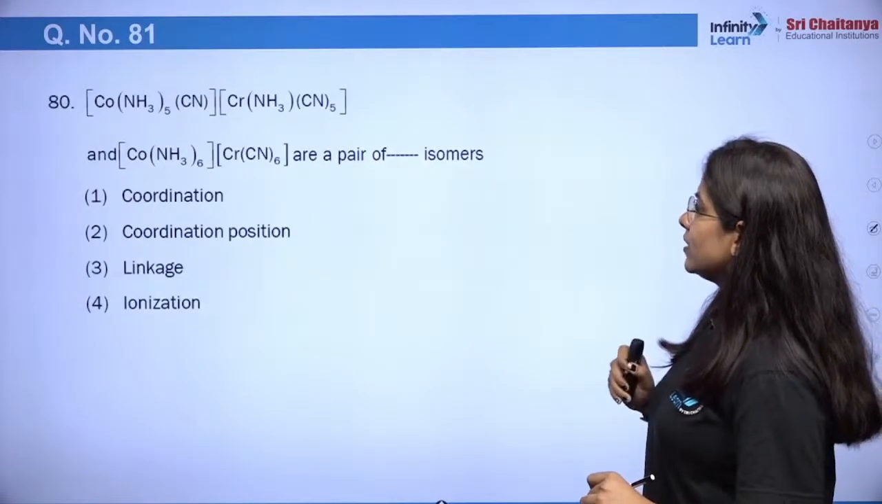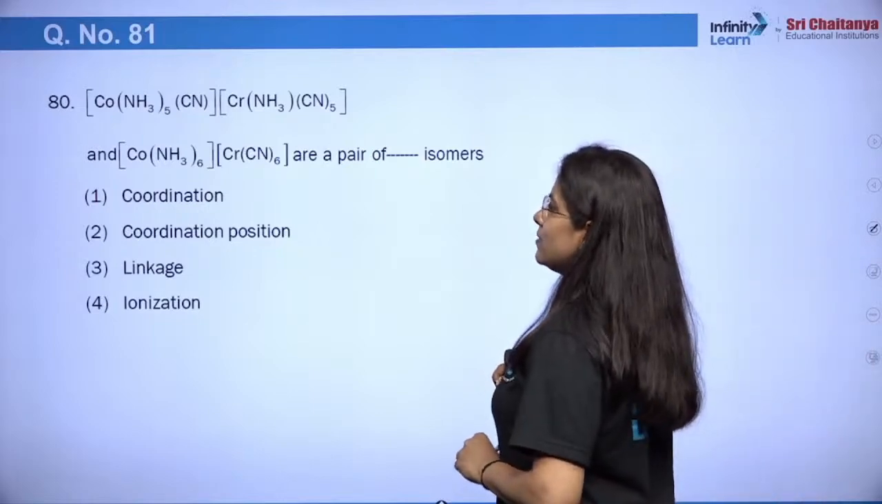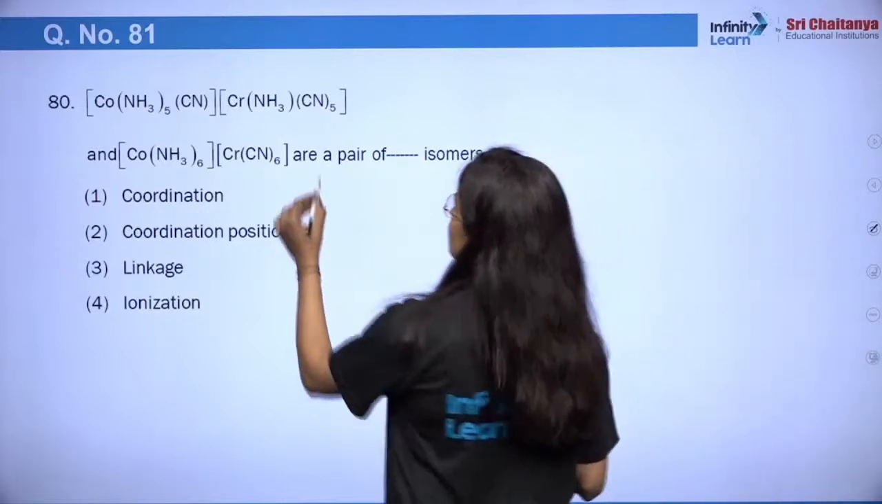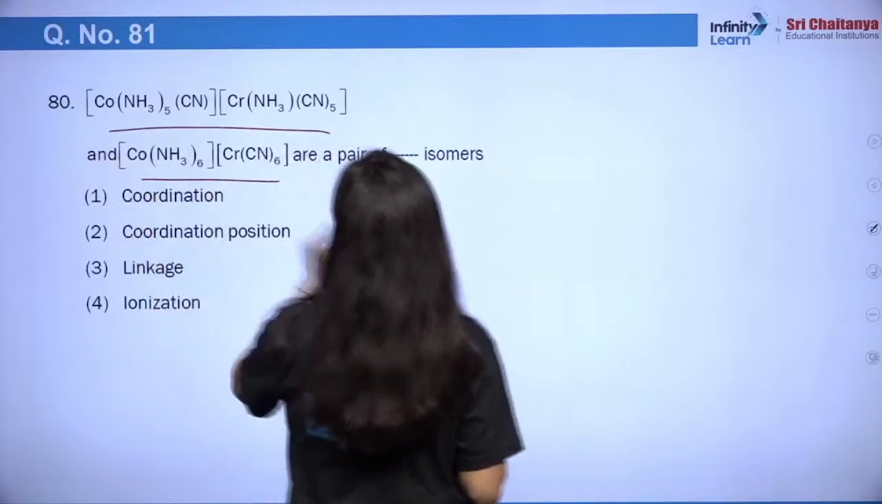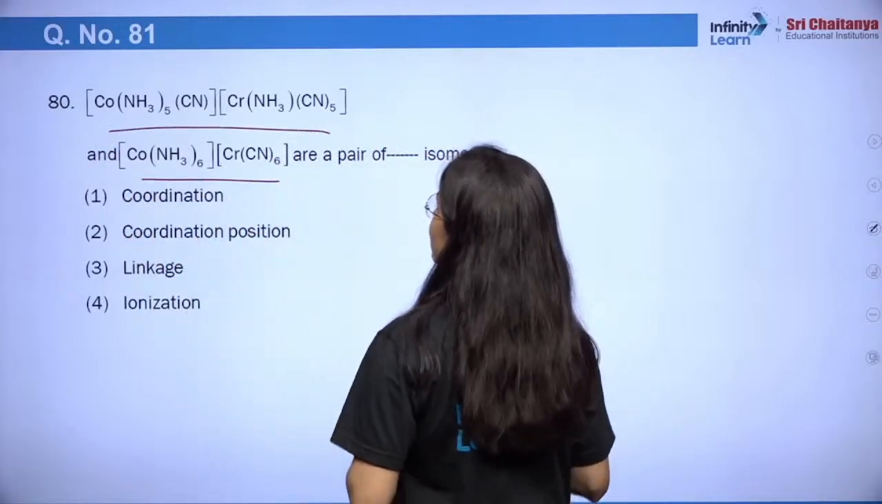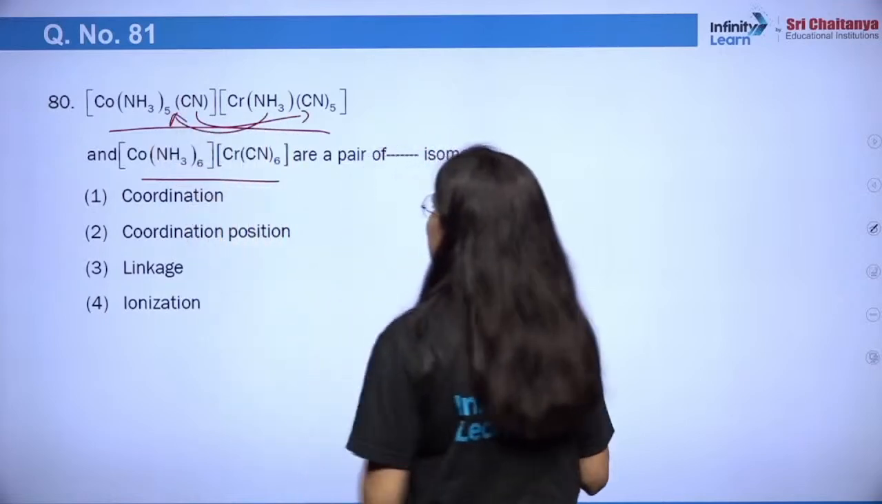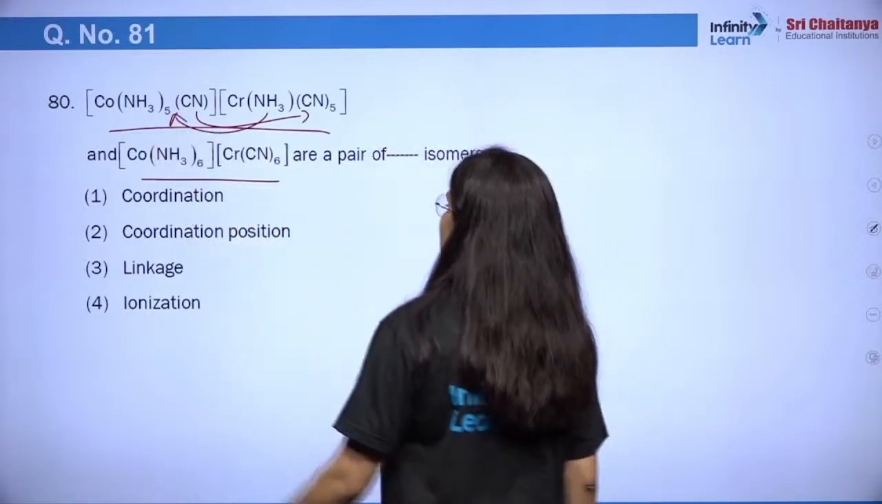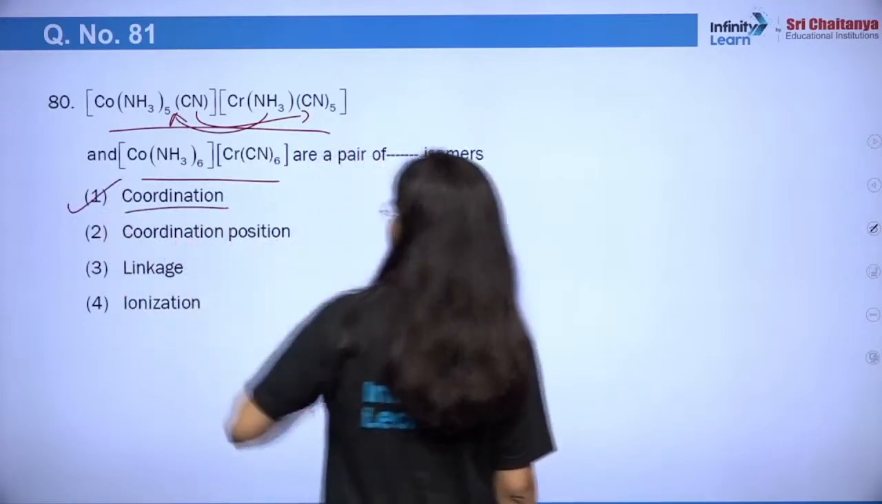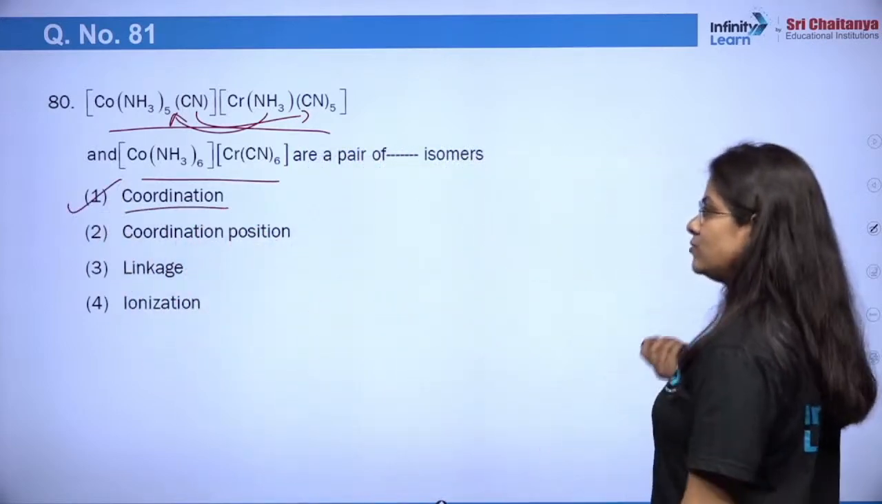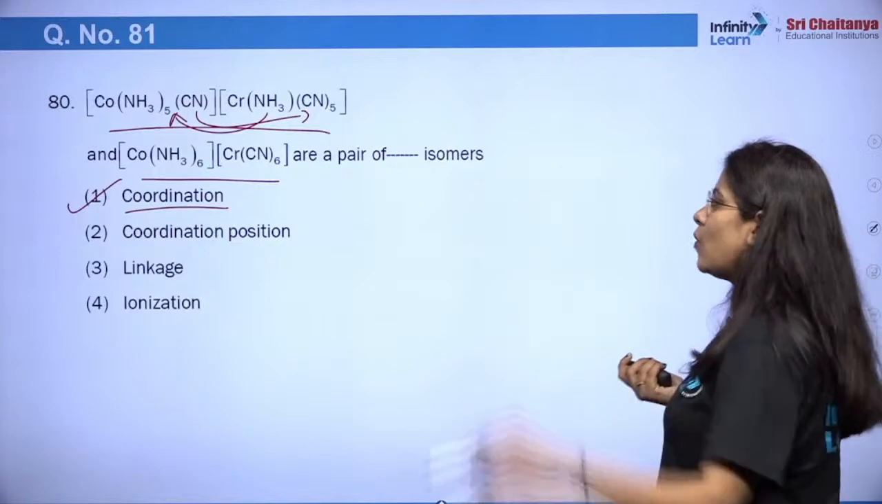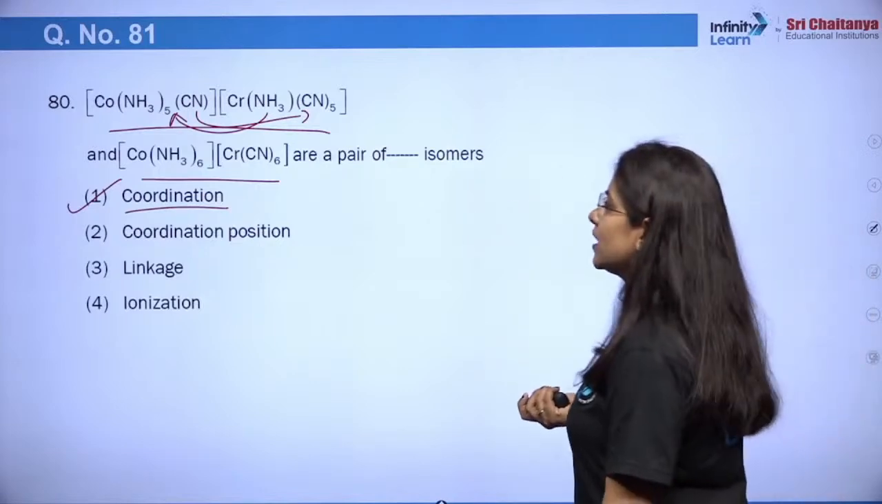Next question. We have this complex. These are two isomers, this complex here and this complex here. What is happening here? CN is coming here, ammonia is going there. So what is this pair of isomers? This is a coordination isomer. So what is my answer? Option number 1. Next question.